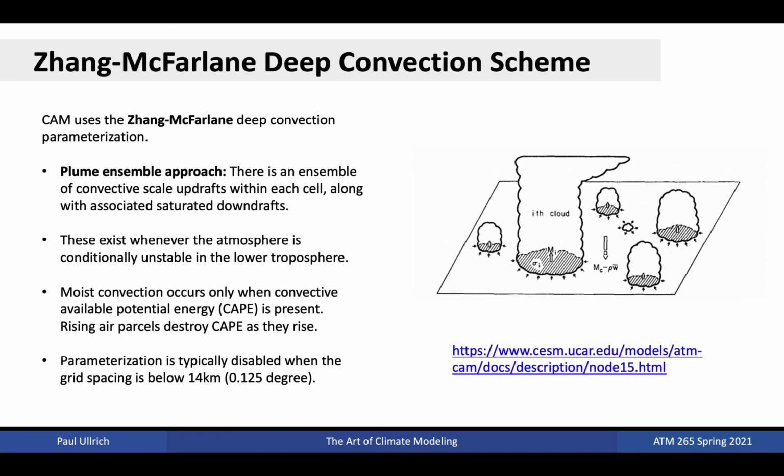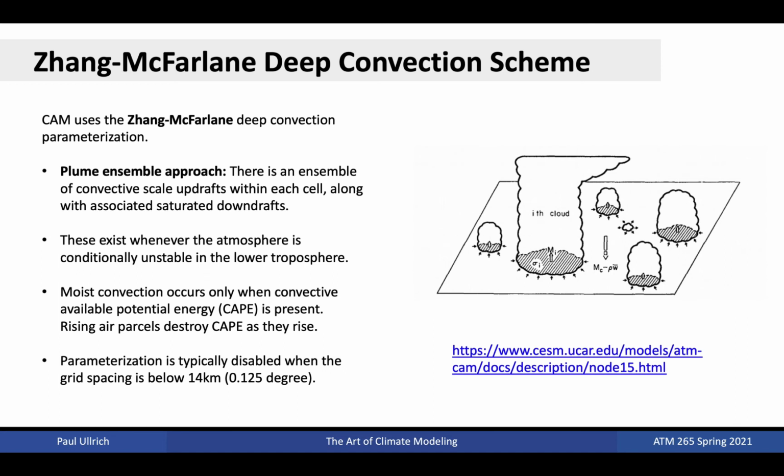One such example of a convective parameterization is the Zhang-McFarlane deep convection scheme employed in CAM. Under this scheme, it is assumed that the grid cell contains an ensemble of convective scale updrafts within each cell, along with associated saturated downdrafts. These updrafts are assumed to exist whenever the atmosphere is conditionally unstable in the lower troposphere. Moist convection then occurs when convective available potential energy, or CAPE, is present, which is computed from the resolved scale fields. As with most convective schemes, the assumptions underlying the Zhang-McFarlane scheme are no longer satisfied at finer grid scales.